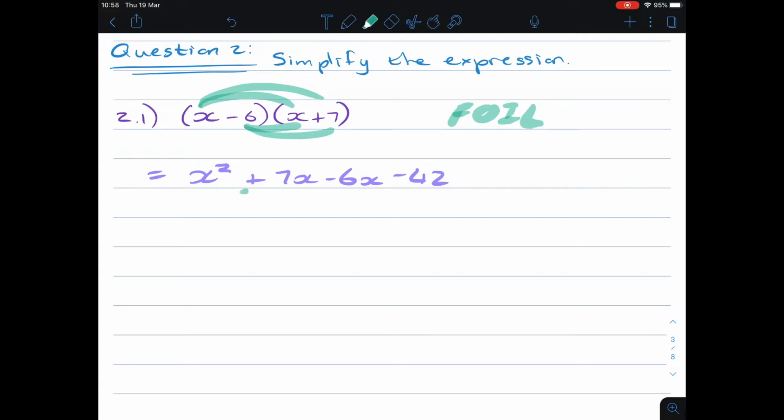And then I need to always find some of my like terms so I can simplify it even more. So I have x squared plus x minus 42. And then that is my answer.